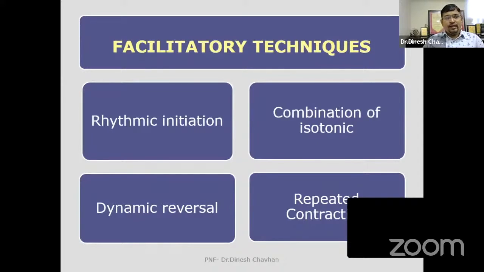Next is repeated contraction. Repeated contraction will be like we have to provide a little stretch. We continuously give a little stretch and do the movement. When we do repeated contraction, the same muscle will contract and relax after some time. Here we are focusing on the agonist muscle. So these are the facilitatory techniques used in the PNF approach.